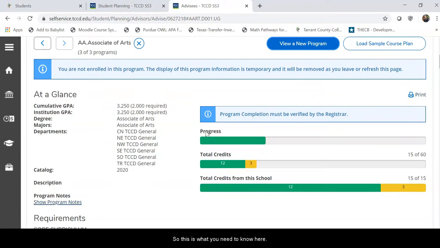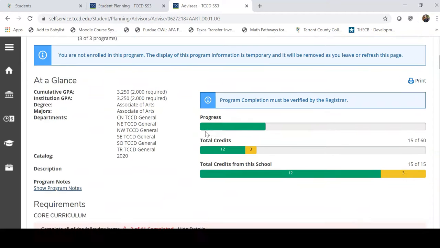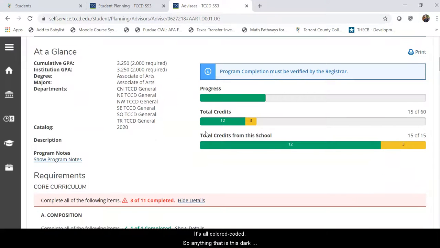So this is what you need to know here. It's all color coded. So anything that is this dark, lovely emerald green color, that represents your college level courses that you have enrolled in, and those are the courses that you have actually completed. And you've earned an A, B, or C in those courses. So again, college level courses.